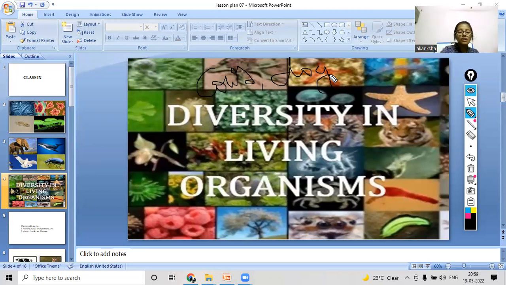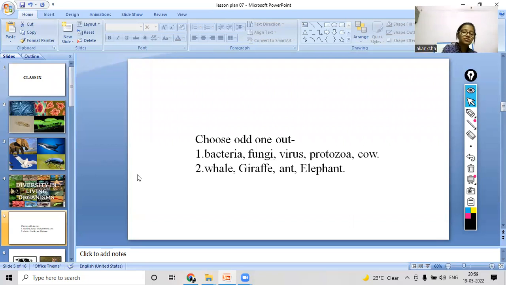So now we will solve a question. Coming on to the question part, let's see the question. Now in these two questions, first you have to choose the odd one out, right? First is bacteria, fungi, viruses, protozoan, and cow. In these you have to find out the odd one out. I will give you 5 seconds and then we will move on to the second question.